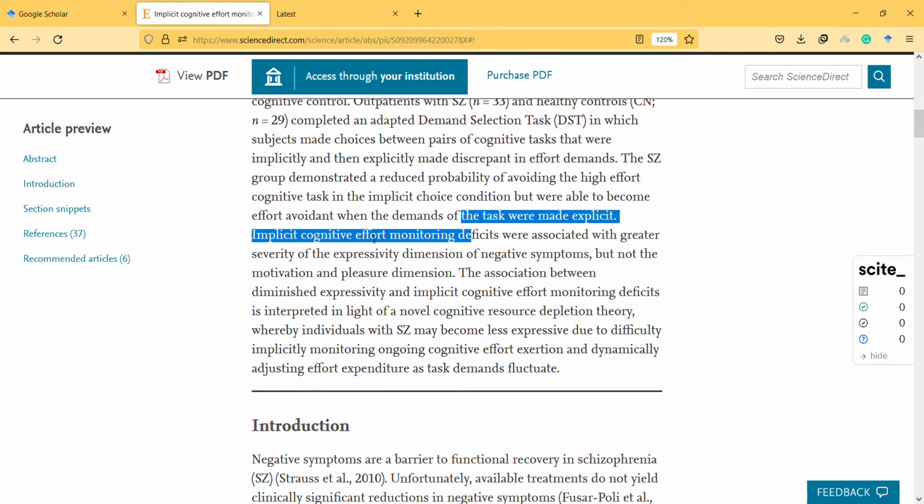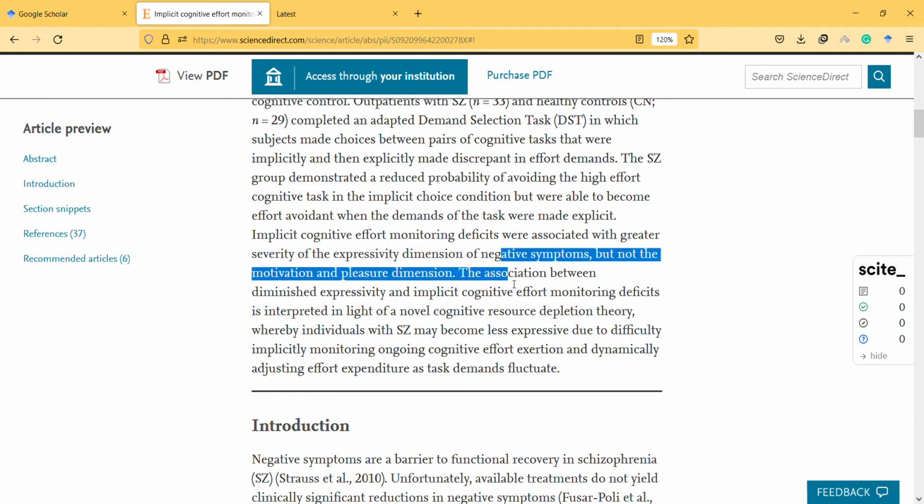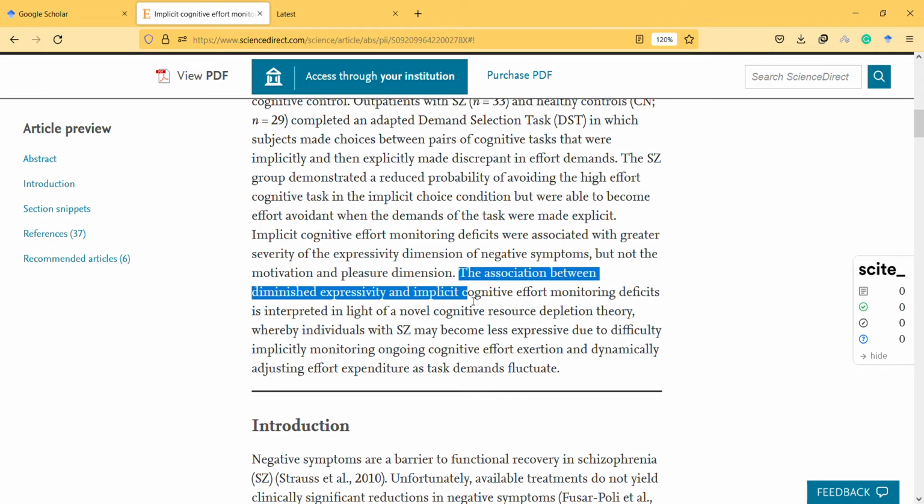Implicit cognitive effort monitoring deficits were associated with greater severity of the expressivity dimension of negative symptoms, but not the motivation and pleasure dimension. So I think there is one they define as the overall negative symptoms, and they also define the motivation and pleasure dimension related negative symptoms. I think it might be important to dissect them, because negative symptoms is quite comprehensive. They can mean anything and can be confusing.